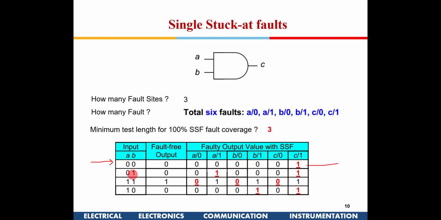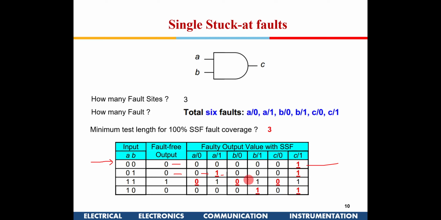Now suppose I give this test vector 0 1, then fault free operation will be 0. If A is stuck at 0, I'll get 0. Now A is stuck at 1. I am giving an input vector 0, but it is 1, so I'll get an output of 1. What does red indicate? That it is different from the fault free operation. So with 0 1, fault free will give 0, but with A stuck at 1, I'll get 1. Even if C is stuck at 1, I'll get 1 here.